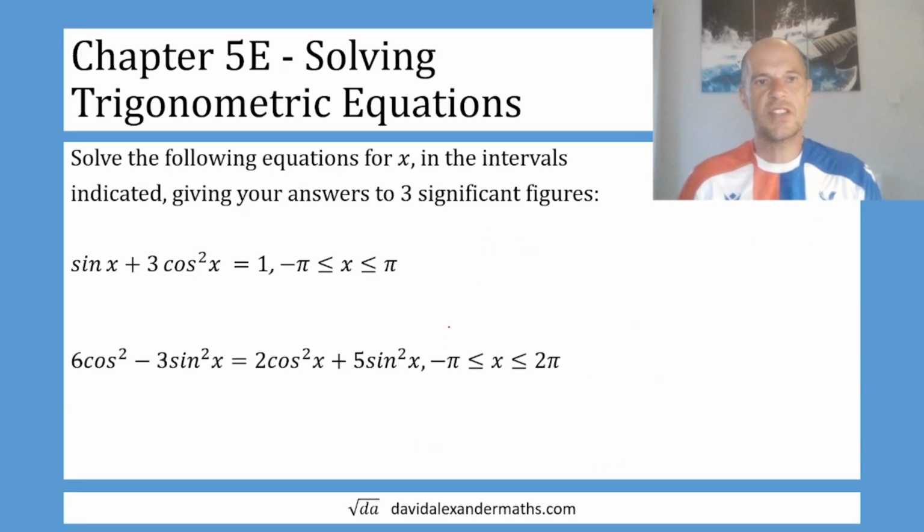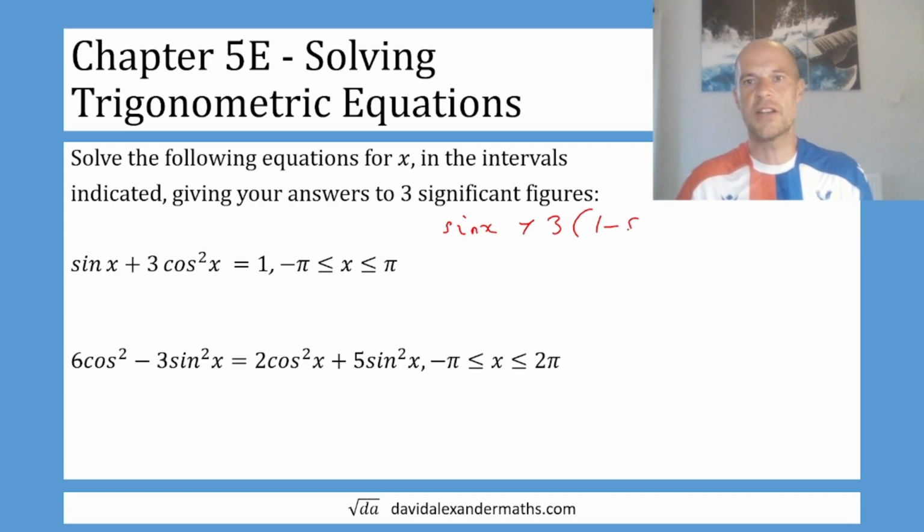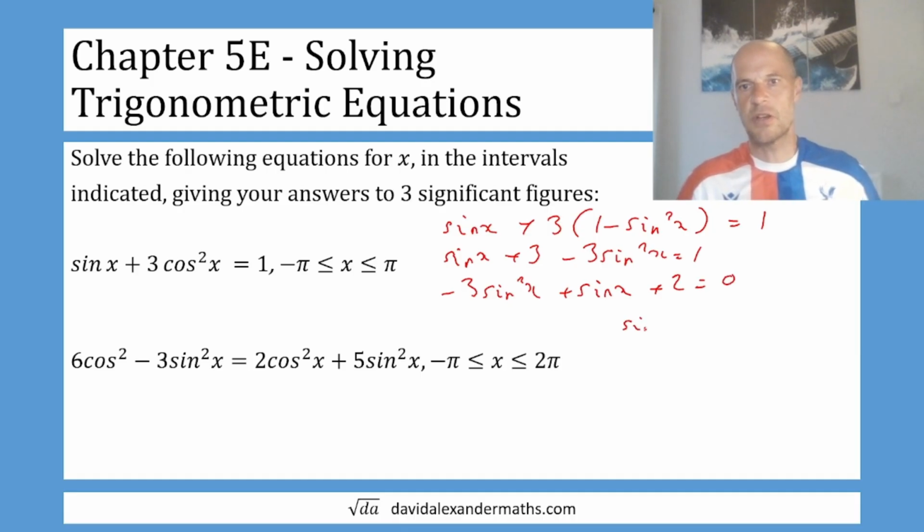Okay, so what we're going to do with these examples here, on the first one, both of these are going to be quadratic equations, by the way. The first one, we've got a sine and a cos squared, but I can turn the cos squareds into sine squareds. So I've got an equation with sine squareds, sine x's, and then we're fine. So the sine of x, I'm going to change the 3 cos squared into 3 lots of 1 minus sine squared x and make that equal 1. So the sine of x plus 3, take away 3 sine squared x equals 1. So negative 3 sine squared x plus 1 sine x plus 2 equals 0. So I'm going to get sine x equals something and sine x equals something else, hopefully.